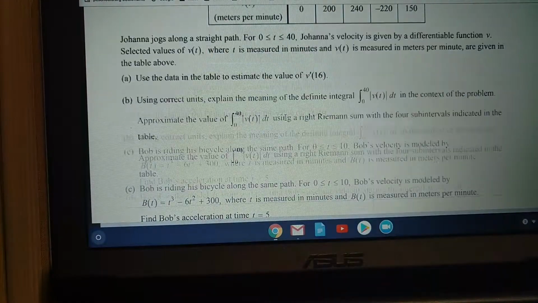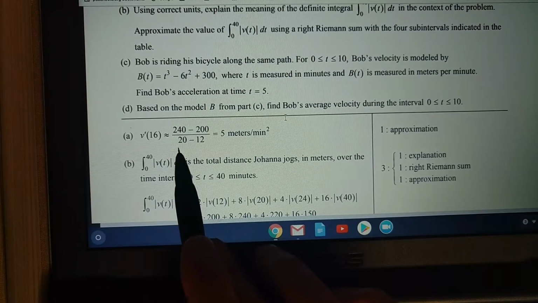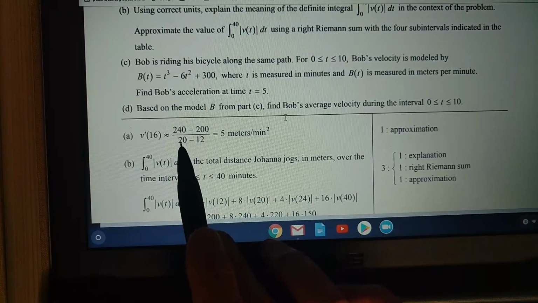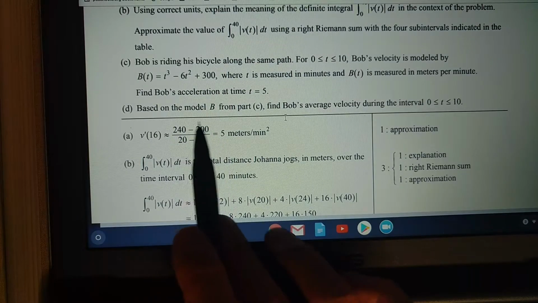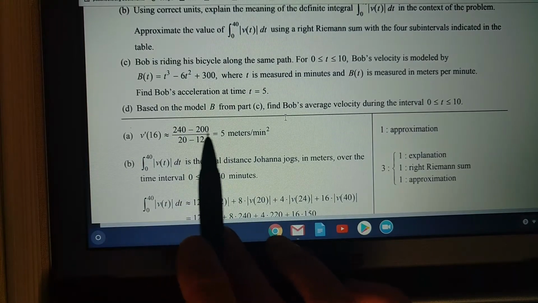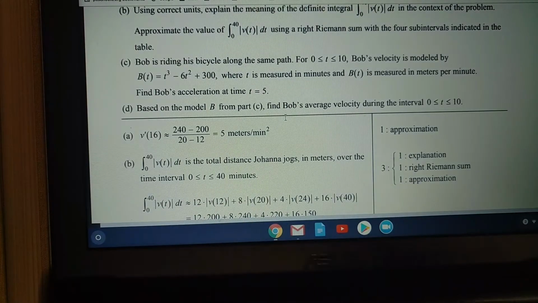So you must set up this ratio, change in y over change in x. In this case, it's change in v over change in t, and get 5. So you have to have this fraction visible. You've got to have a fraction of a difference top and bottom in order to get that point. If you just have 5, no point. You got to have the fraction of the differences.